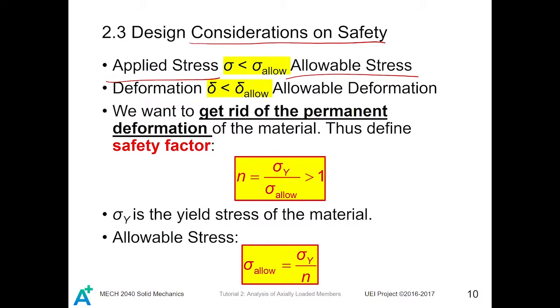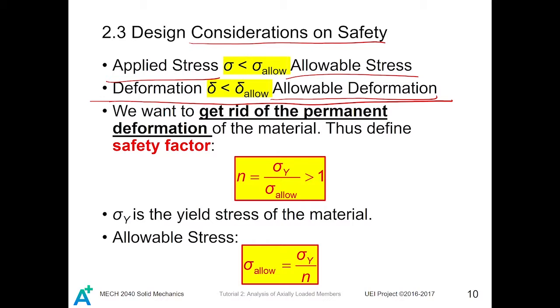Besides, since in our course we talk about deformation frequently, we will discuss the allowable deformation. The deformation of a piece of material should be less than the allowable deformation. The allowable deformation often comes from the allowable stress, because as we know, allowable deformation is a function of allowable stress.